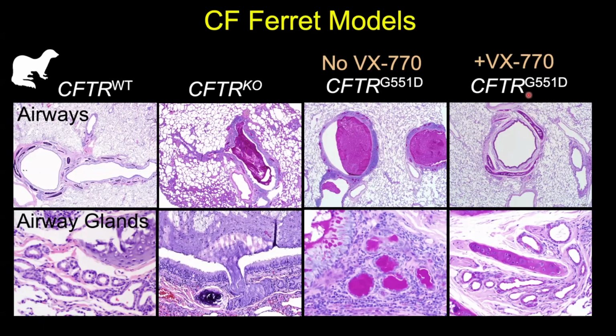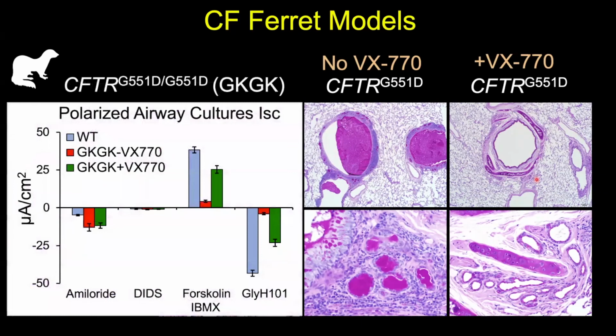However, G551D animals maintained on VX770 are free from airway obstruction. Importantly, in activation in vitro in polarized airway cultures, we can recover about 75% of chloride-mediated short-circuit current in the presence of VX770. These models are being used to understand both the onset and acute development of disease following removal of VX770 and also the reversal of these processes by reactivating VX770 treatment.